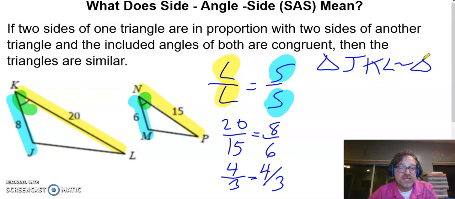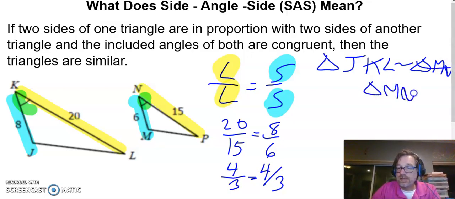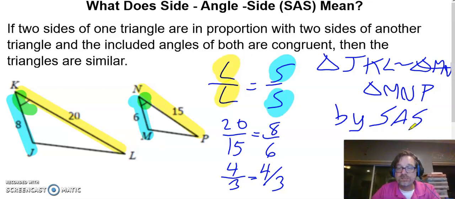So J is at the end of blue and blank. So that's going to be M. Went up to K, went up the 8 to the green angle. So that's going to be N. You know what? Let me do this. Triangle MNP. And why are they similar? Because of the side angle side theorem.